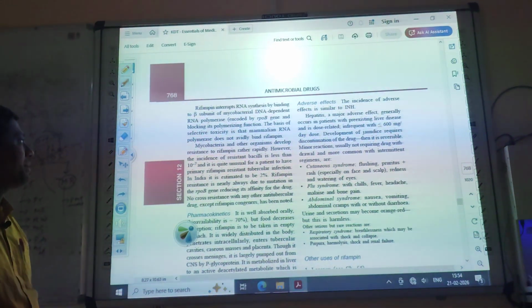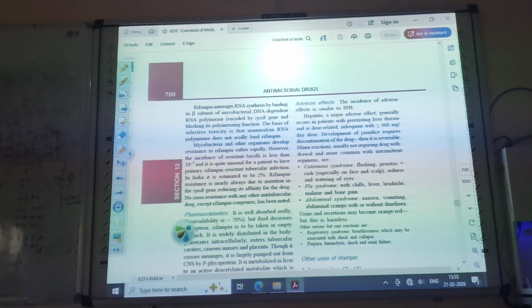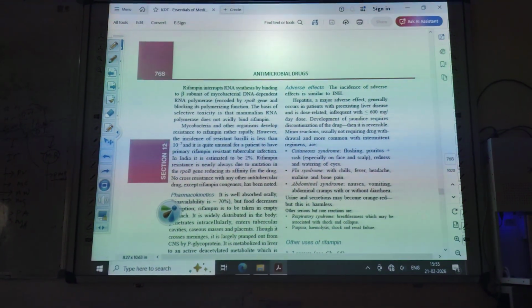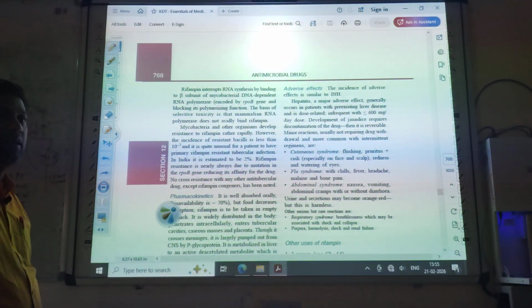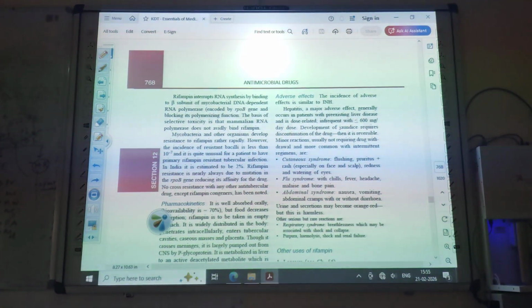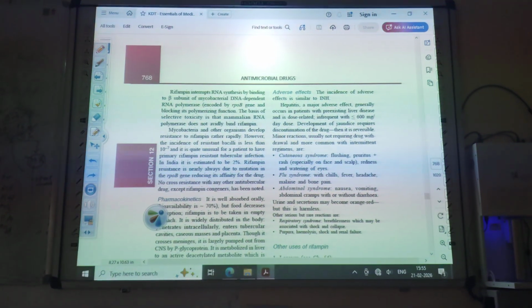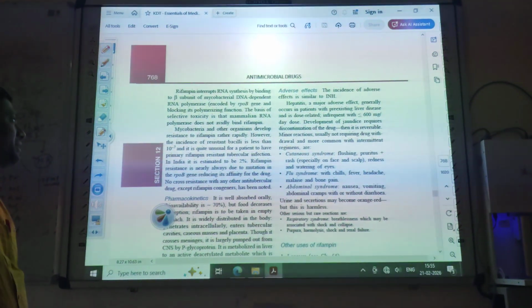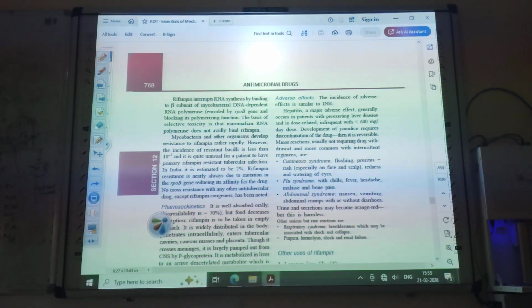Rifampicin. Mycobacteria and other organisms develop resistance to rifampicin. Many microorganisms develop resistance. Resistance means they are not killed by it. However, the incidence of resistant bacilli is less than 10 to the power minus 7.